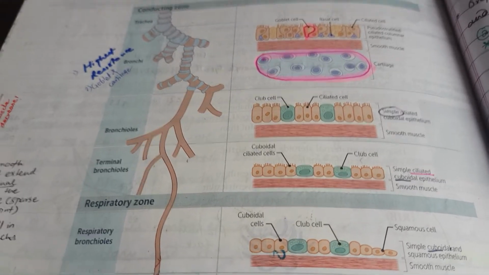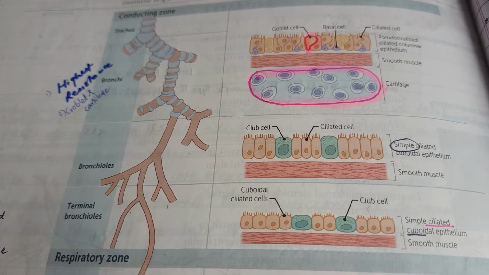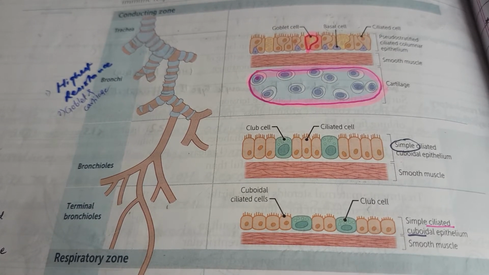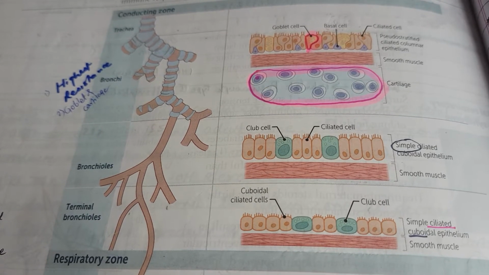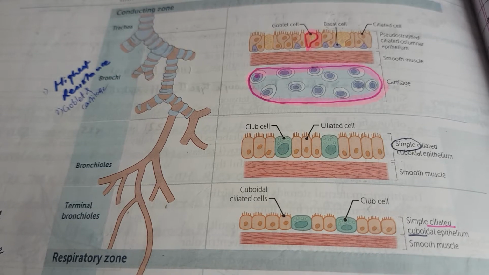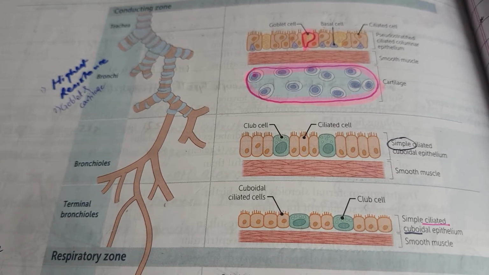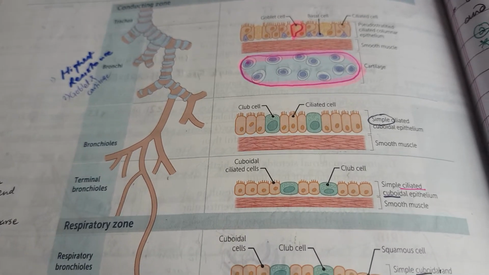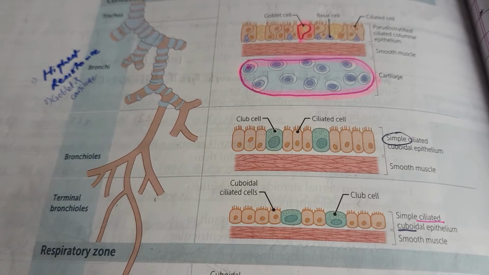Now here you can see the classical features that in bronchi you can see goblet cells and ciliated cells. Okay, and they are pseudostratified epithelium, which is not present in the bronchioles. In bronchioles there is simple ciliated cuboidal epithelium. Smooth muscle is there in the trachea, but is also there in the bronchioles and terminal bronchioles, but cartilage is only present till the bronchi.